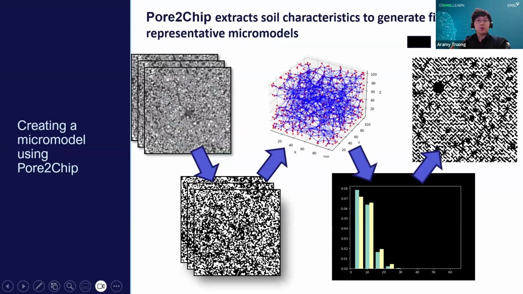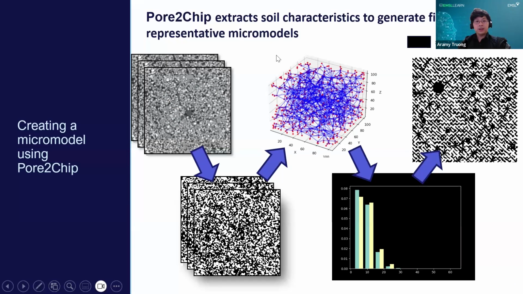Okay, so with that all done, I'm going to talk about the general workflow of Pore2Chip and how we're going to get from XCT to micromodel. And just really quick, I want to mention that any image you see of a micromodel or an XCT image that is segmented, the black pixels are going to be representative of the pore space, which means the white pixels are going to be solid.